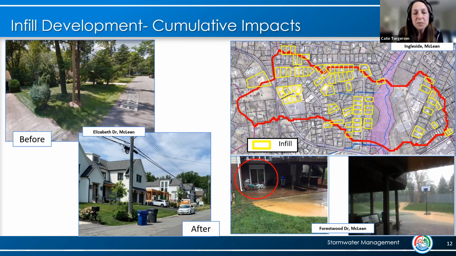And just to highlight the human element to that, what does that mean to the people that live downstream and experience this flooding? The home with the red circle has had permanent sandbags at their basement door due to repeated flooding.